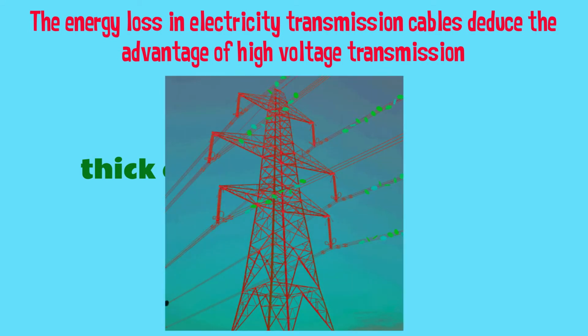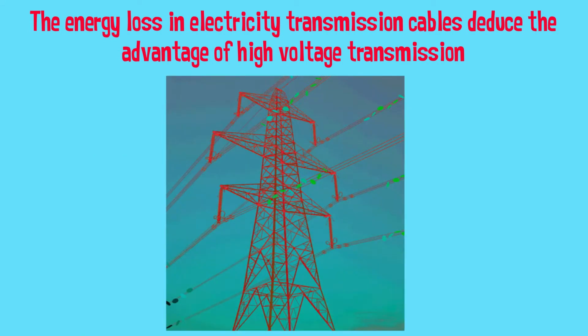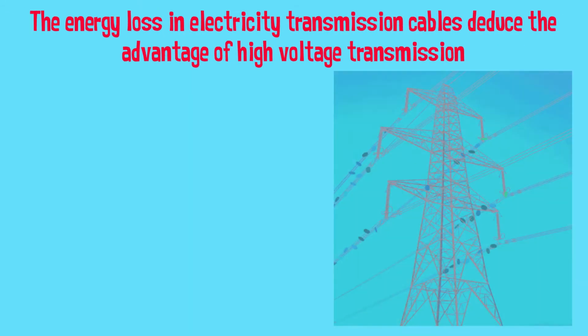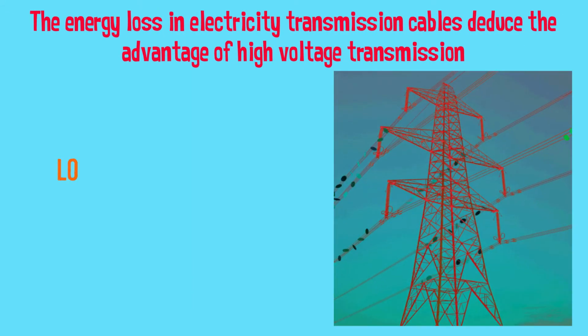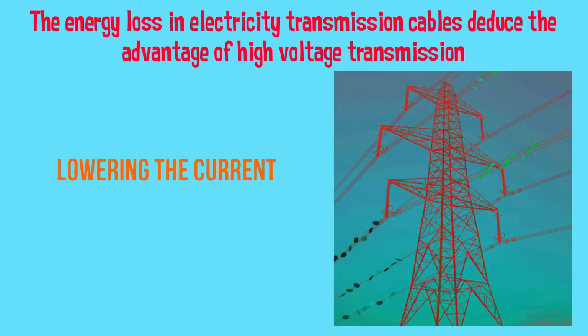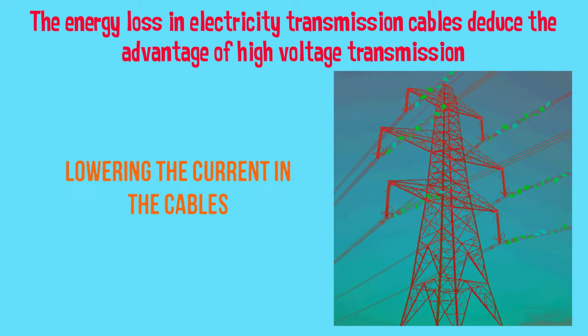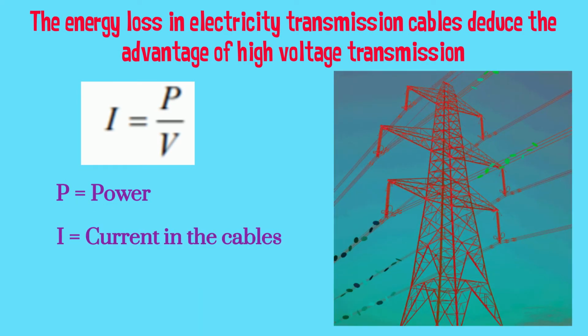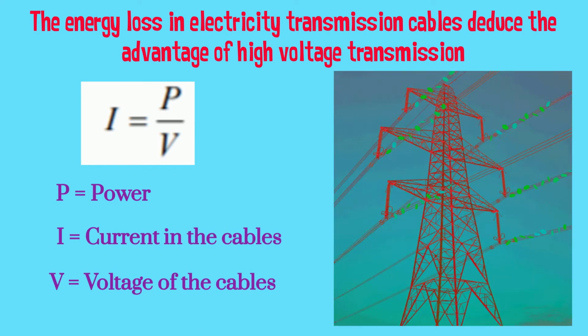However, thick cables are very expensive to install and will be too heavy to be supported securely. Therefore, the loss of power in the transmission of electricity is reduced by lowering the current in the cables. The power to be transmitted by the cables is P equals VI, where I is equal to the current in the cables and V is the voltage of the cables.